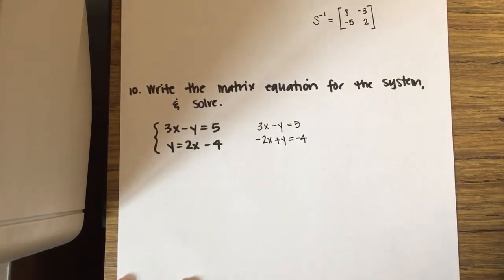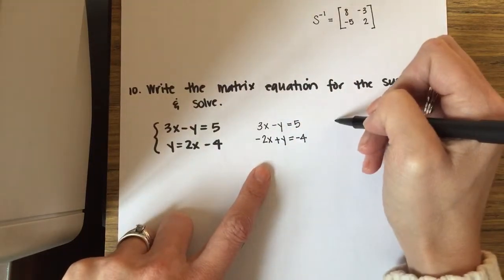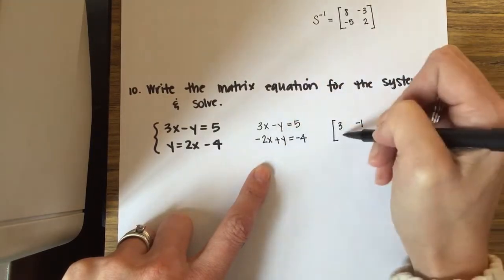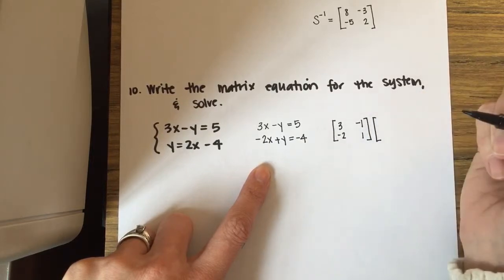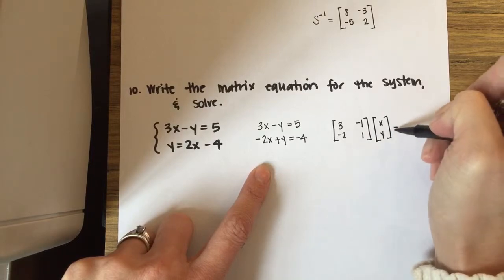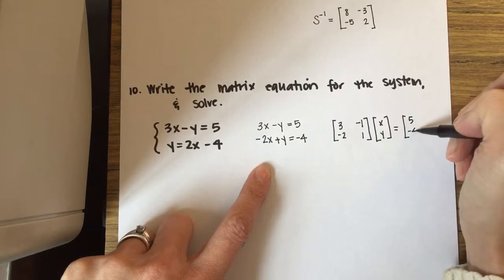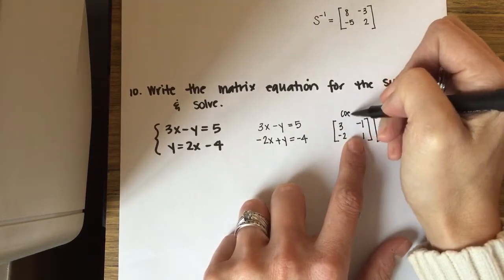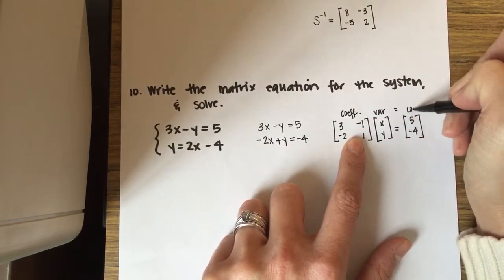Okay. So now first step is to write a matrix equation. So I have the coefficient matrix, 3, negative 1, negative 2, 1, multiplied by the variable matrix, the variables are x and y, is equal to the constants, 4, 5, negative 4. So here we have a coefficient multiplied by variables equals a constant.